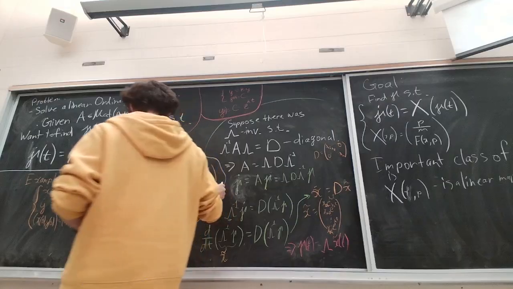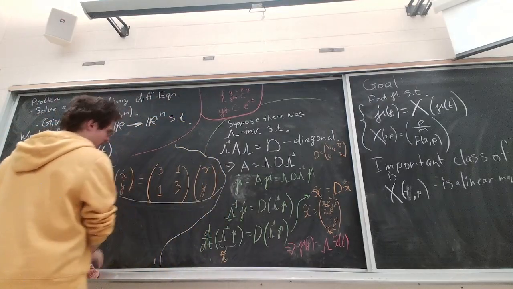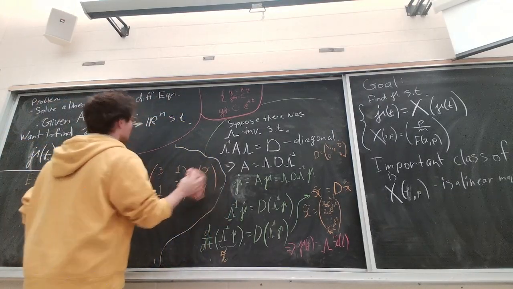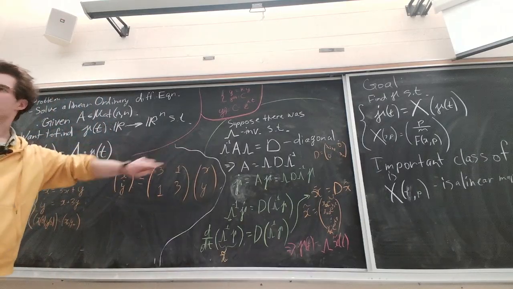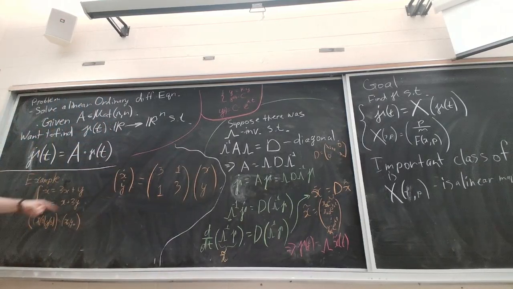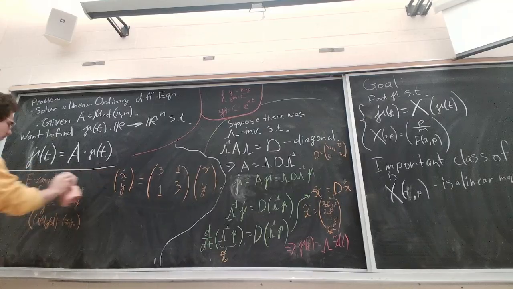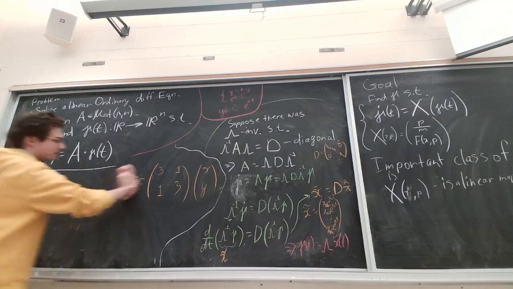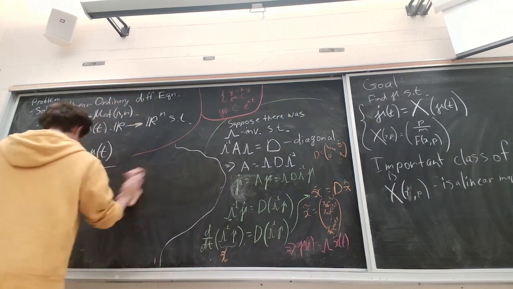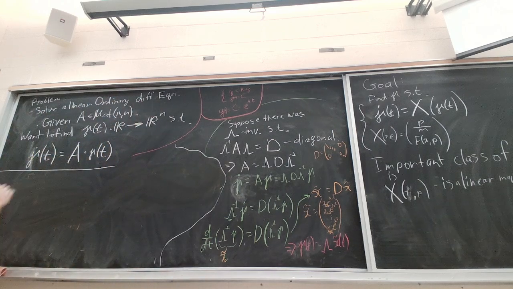I'm running out of space. Okay, I just want to keep this here so we have reference. So I will erase this and rewrite. Instead of this, I'll just write this in the corner here. Okay, so we're trying to solve x dot, y dot is equal to, what was it? 3, 1, 1, 3?